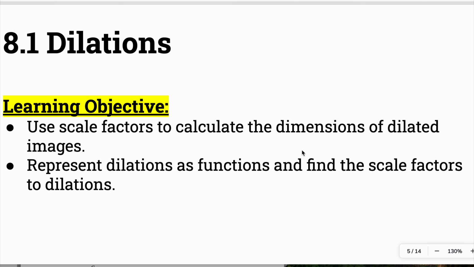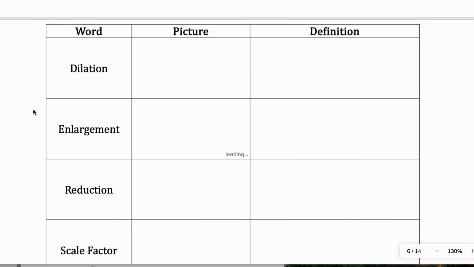Today we're going to be looking at our lesson 8.1, dilations. So how can we use scale factor to calculate the dimensions of dilated images, and also represent dilations as functions and find the scale factors of dilations? So let's get started with some definitions.